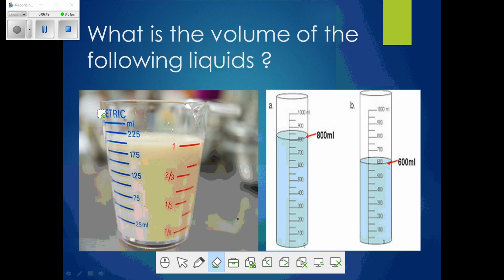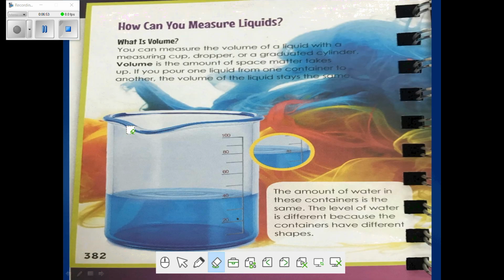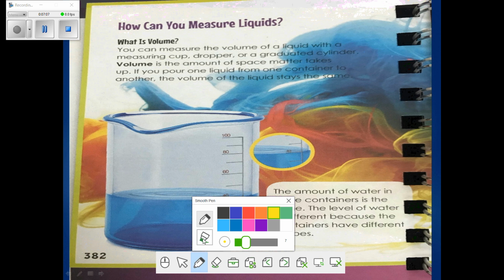And the unit of volume is milliliter. Here, how can you measure liquids? So how can we measure liquids? We will use the highlighter. Okay. What is volume? You can measure the volume of a liquid with a measuring cup.